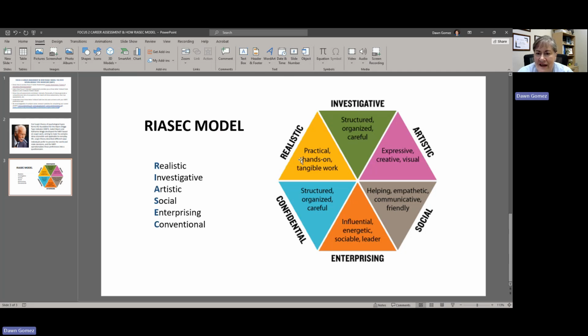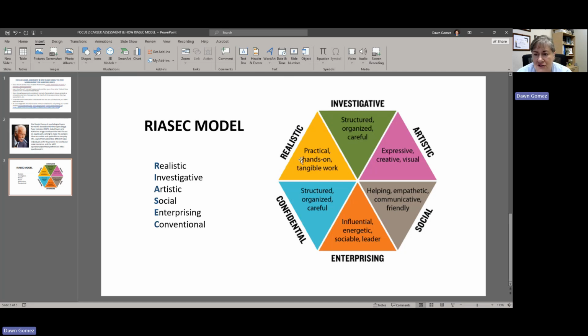Next is the investigative cluster. These folks like to solve problems. They're organized, they're structured, they're careful. They like to analyze, investigate, evaluate. They're called the thinkers. This cluster is called the thinkers. And the types of careers that are in this cluster would be everything from anatomy and physiology to zoology. Forensic science would be in here as well. So this cluster is called the thinkers.